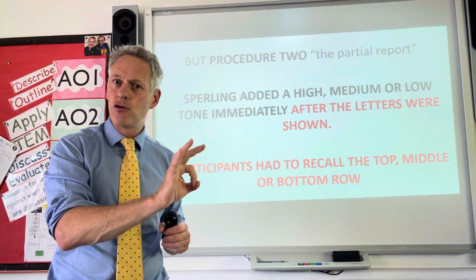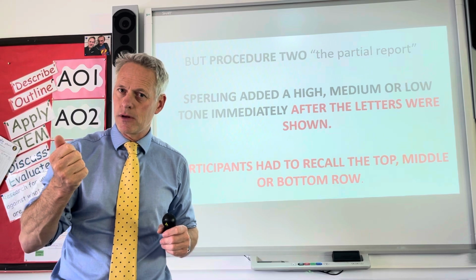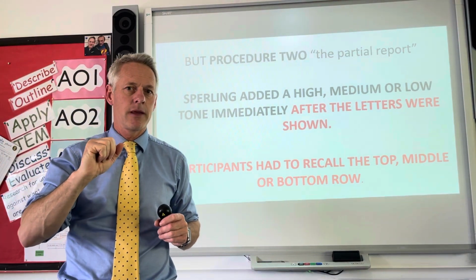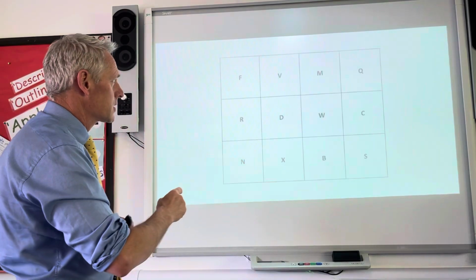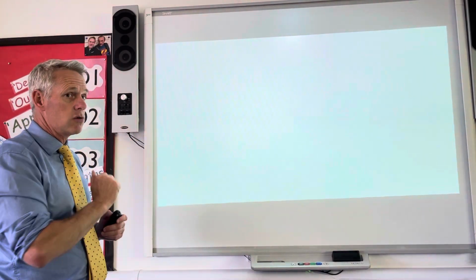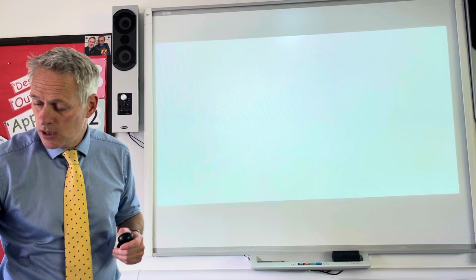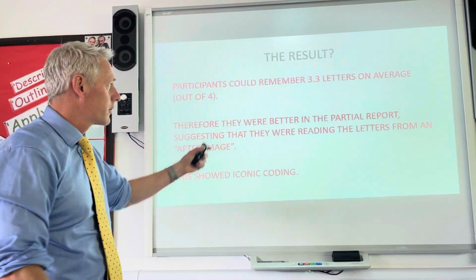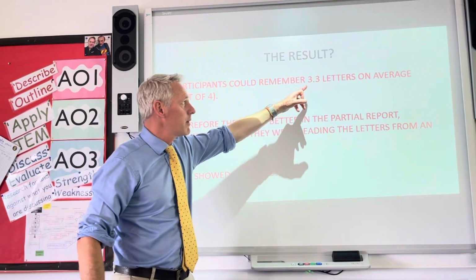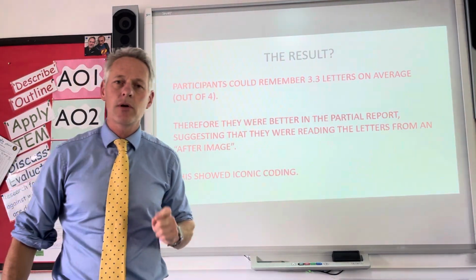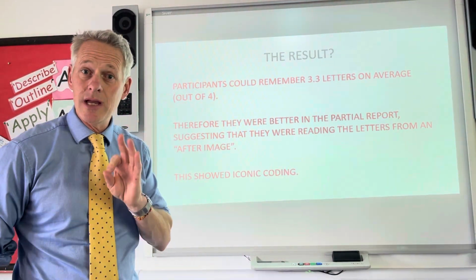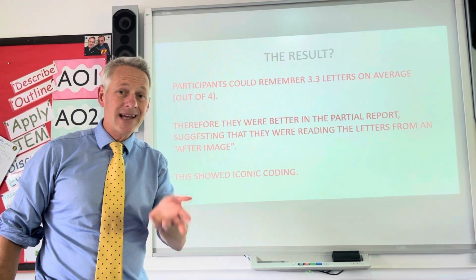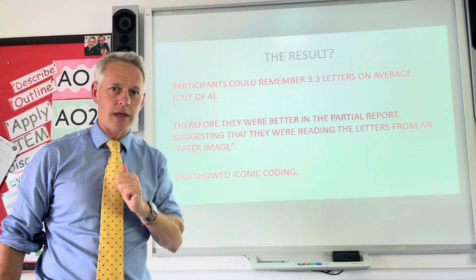Remember before, 4.5 out of 12, okay? Not even 50%, not close to 50%. Here, the interesting thing is, in terms of the result, okay, so we flash the grid, immediately we have a tone, there's your middle row, okay, and now they can remember 3.3, but remember that's 3.3 out of 4, getting close to 80% retention there.